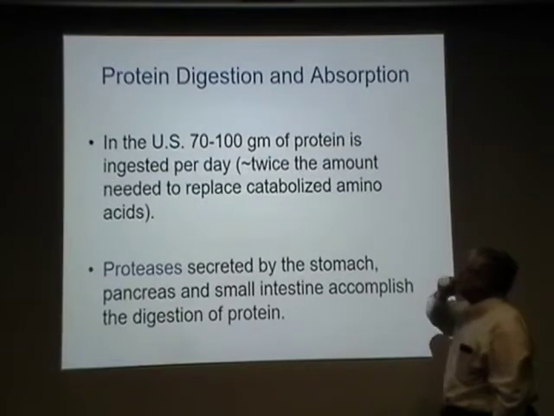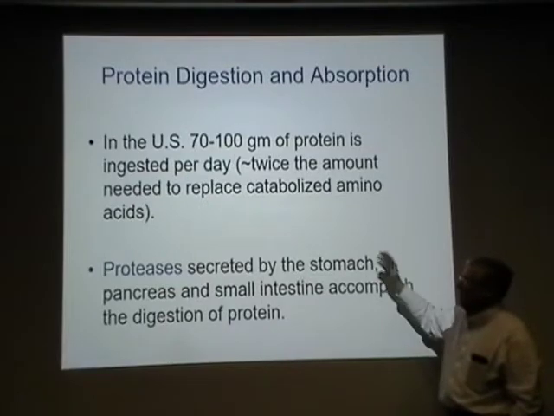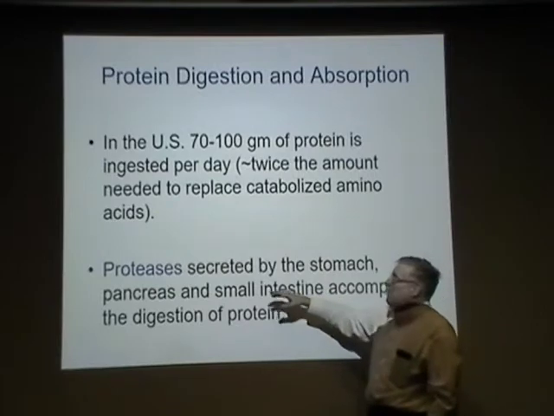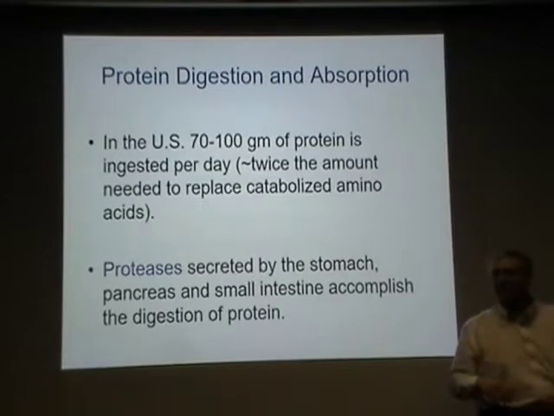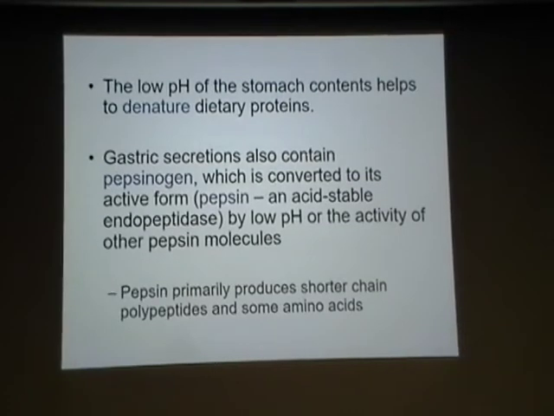Okay, so we eat more amino acids than we need to, or proteins. So what do we do with the proteins? First thing we're going to do is chew them, so we've got physical maceration of it. But most digestion of protein, chemical digestion, begins in the stomach with proteases, and then other proteases are added on by the pancreas and in the small intestine. That's going to finish the job.